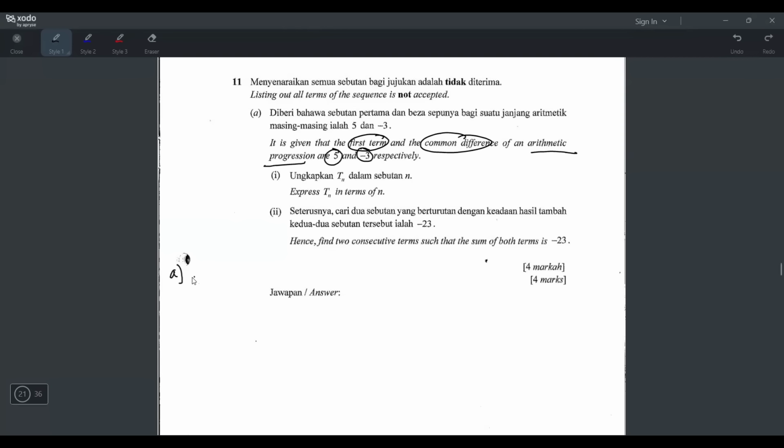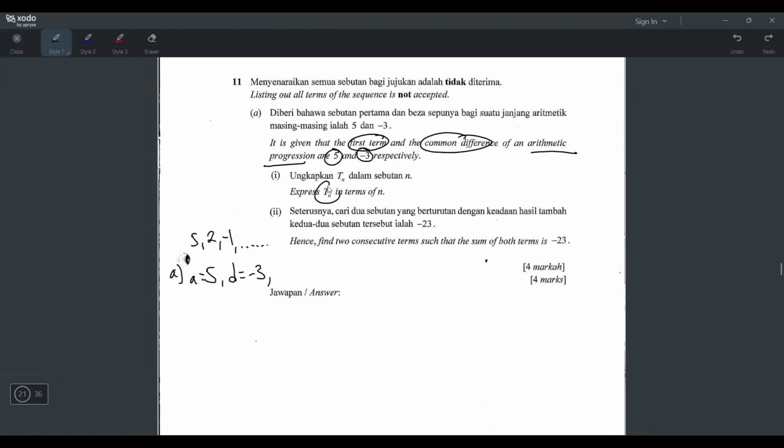First term is 5. So the symbol we use is A. Or you want to use T1 also can. A and T1 is the same thing. Common difference -3. So the symbol for common difference is D, and then -3. So I want to make sure you really understand this. What this means is the first term is 5, and the second term will be 5 minus 3, 2, and the next term is 2 minus 3, -1, and it keeps going. This is what it means by A equals 5, D equals -3. The progression will look like this. It starts with 5, and then minus 3, minus 3, minus 3, keeps going.